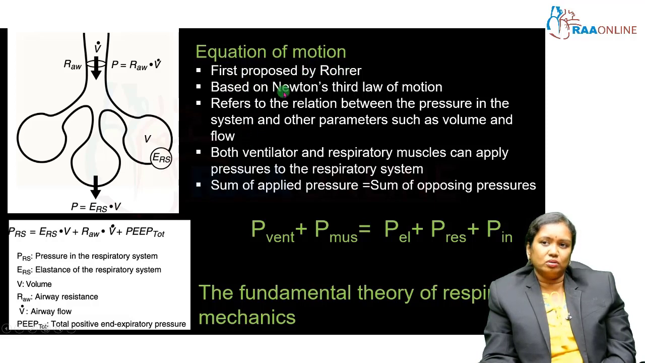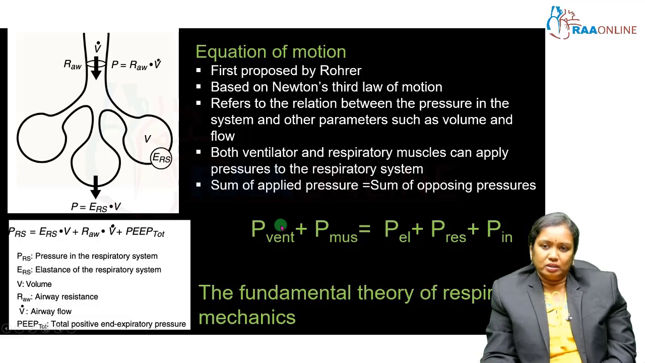It's actually based on Newton's third law of motion, and it refers to the relationship between the pressure in the system and the other parameters such as volume, flow, resistance. So we relate pressure to other parameters. See, in a patient on a ventilator, both the ventilator and respiratory muscles can apply pressure to the respiratory system, and the sum of the applied pressures is equal to the sum of the opposing pressures. So, as I said earlier, both the pressure given by the ventilator and the pressure given by the respiratory muscles, this is the applied pressure.